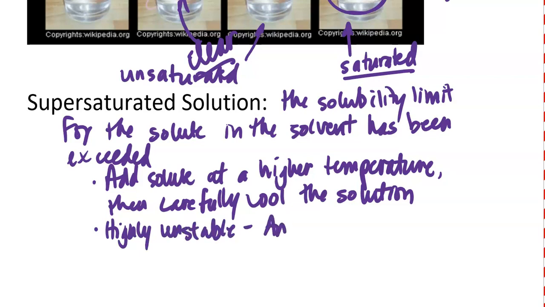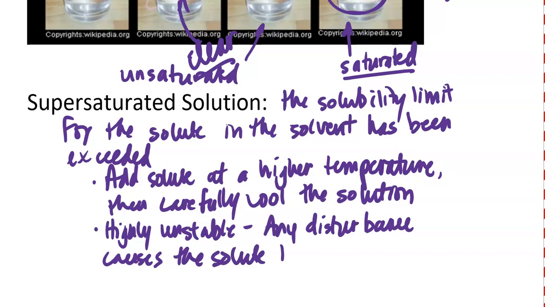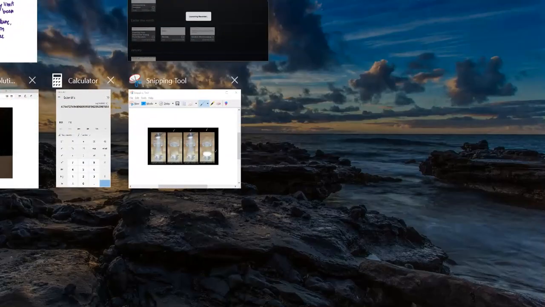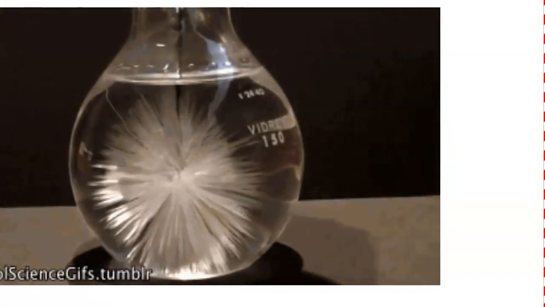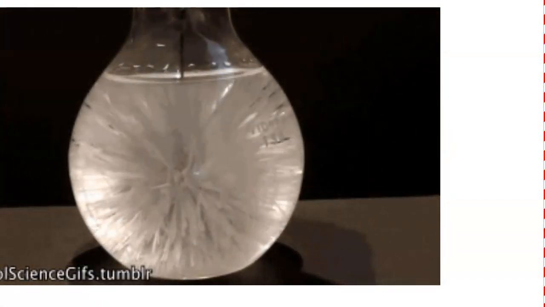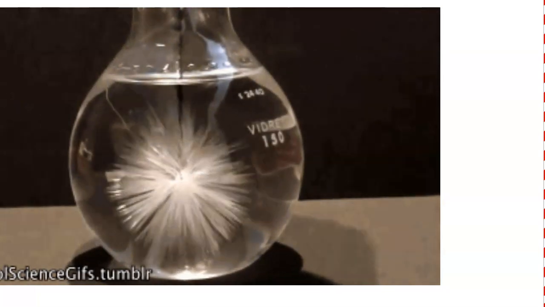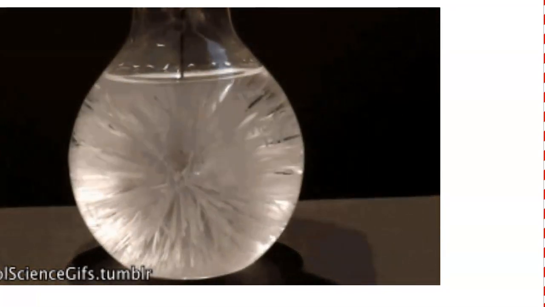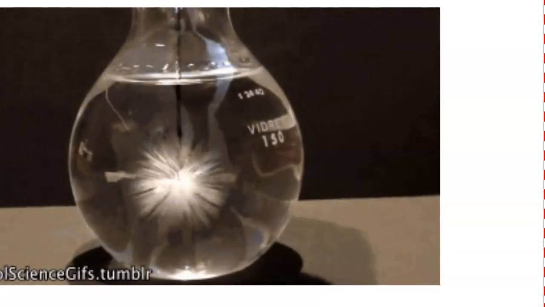And basically, any disturbance causes the solute to solidify and just comes crashing out of solution and essentially starts to crystallize. So again, a visual is usually more helpful here. So I have a couple of pictures here to show you. So for example, this here is an example of a supersaturated solution. So notice again that the solution starts clear, but basically as they drop that probe into the solution, that disturbs the solution and all of a sudden stuff starts to crystallize out.